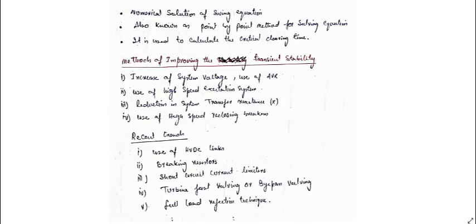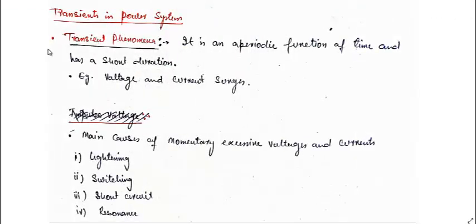Let us now discuss some more important things. Let's come now to the transients in the power system. So what is transient phenomena? First, it is an aperiodic function of time and has a short duration. So we can say it is a voltage or a current surge or current wave, for example, voltage or current surge, which are aperiodic, which are not repeating their pattern after some time.